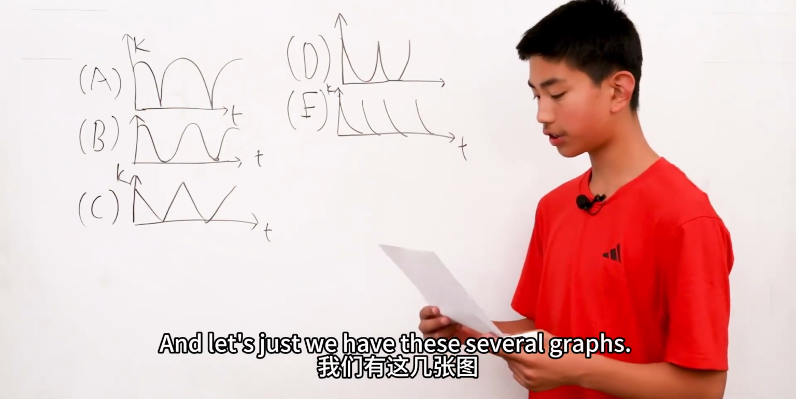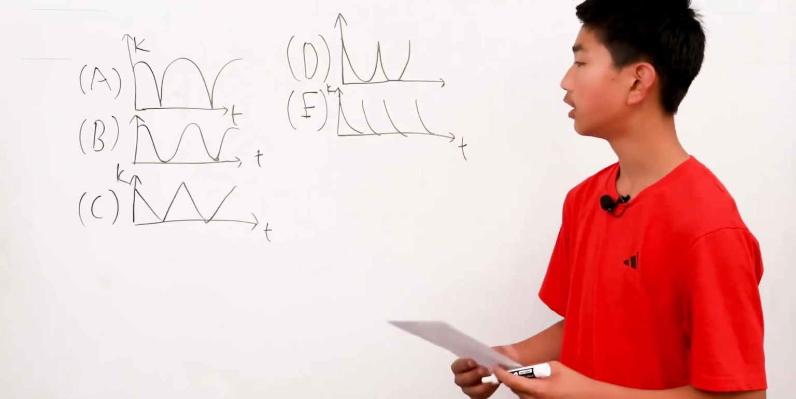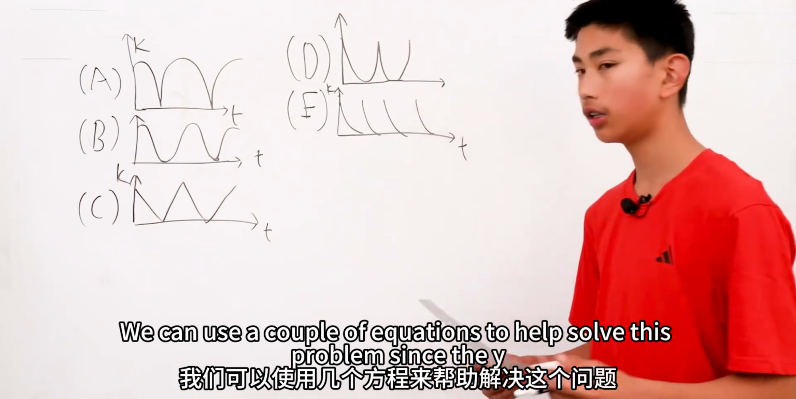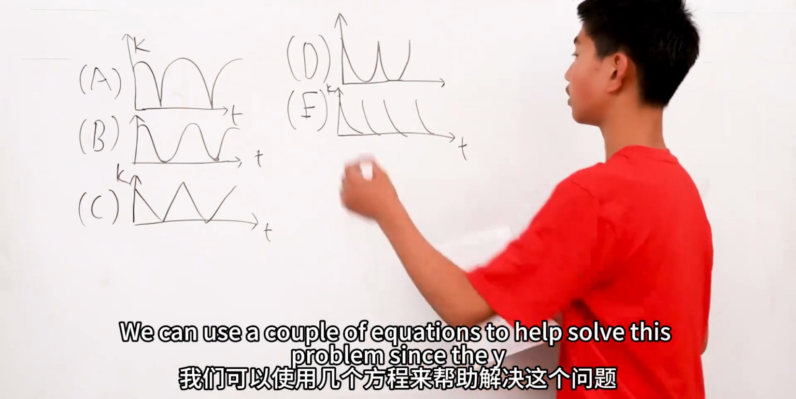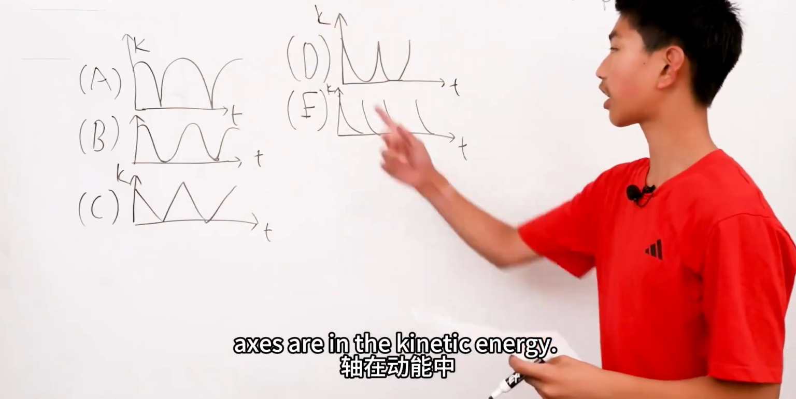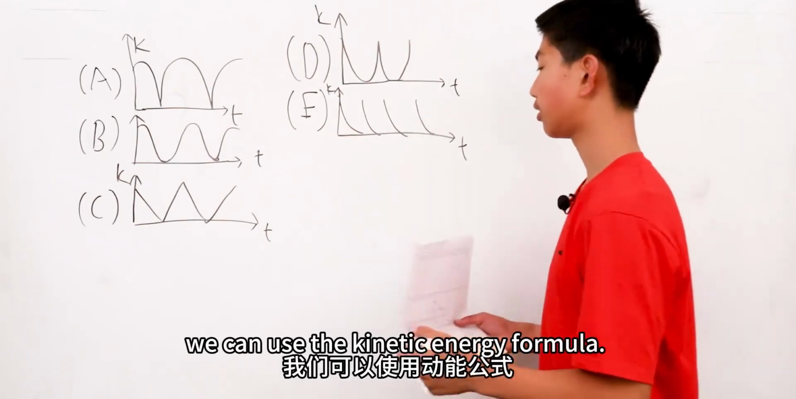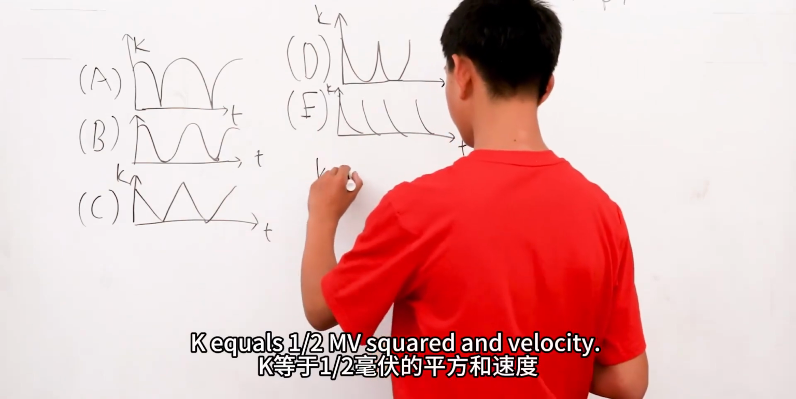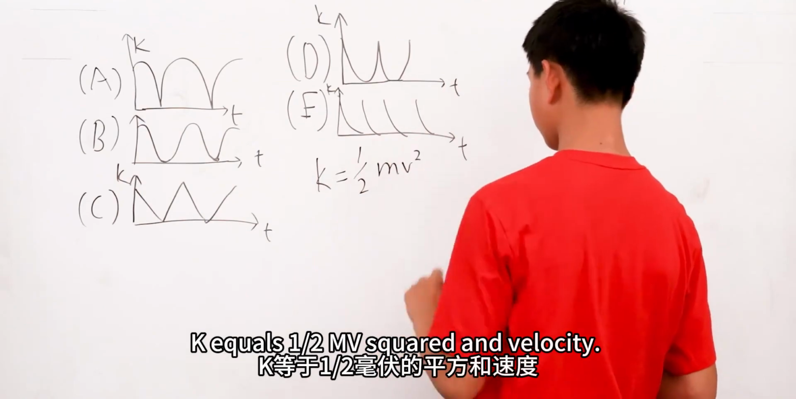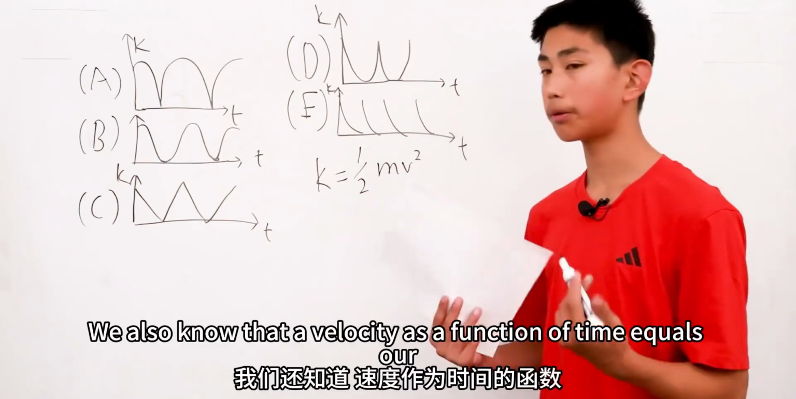And we have these several graphs. And we can use a couple of equations to help us solve this problem. Since the y and x axes are the kinetic energy and the time, we can use the kinetic energy formula, K equals 1/2 mv squared, where v is velocity.